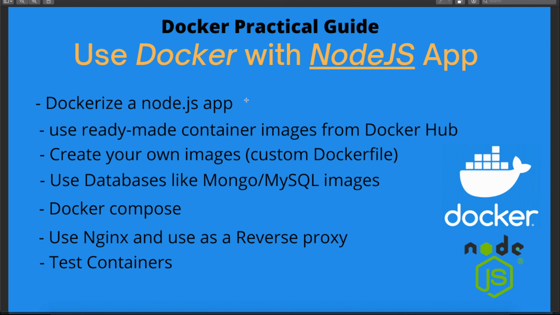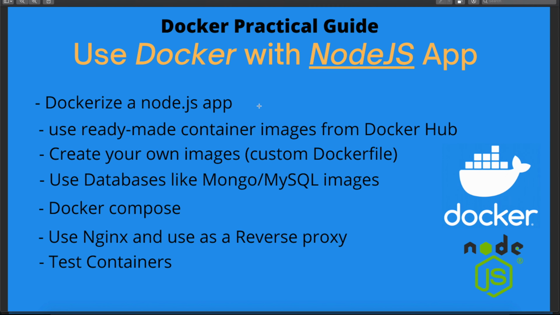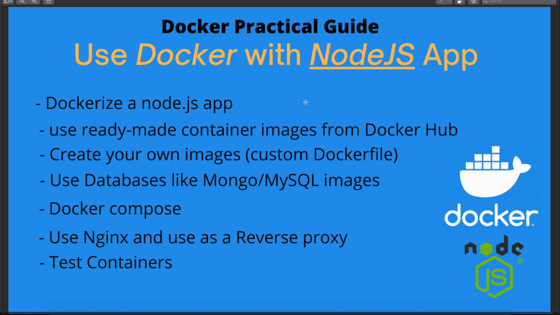I will begin the series with Dockerizing a simple Node.js application, then I will show how to use ready-made container images from Docker Hub, how we can write a Docker file to create our own images, how to use Mongo or MySQL images. We will see how we can use Docker Compose. I will also add Nginx as a reverse proxy in front of our Node.js application. Last but not least, I will use test containers to do the integration test for a Node application. And of course, this list is not final. I can even add more fun stuff into this series.